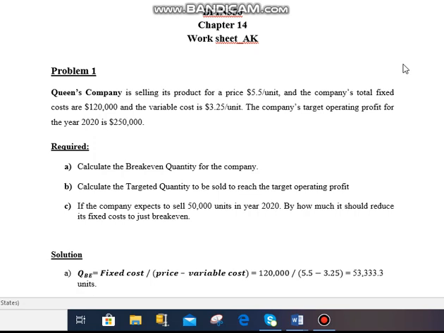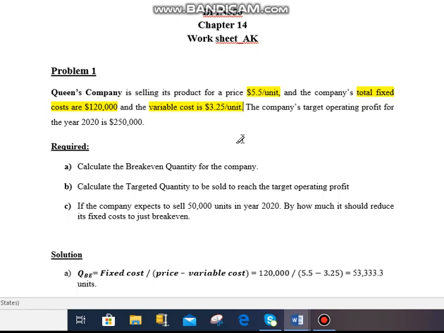To solve the worksheet of chapter 14, in problem 1, we have Queen's Company selling its product for a price of $5.5 per unit. So that's the price per unit is $5.5. And the company total fixed costs are $120,000. So these are the fixed costs. And also the variable cost is $3.25 per unit. So we have the variable cost per unit.